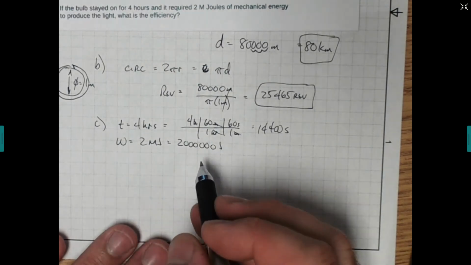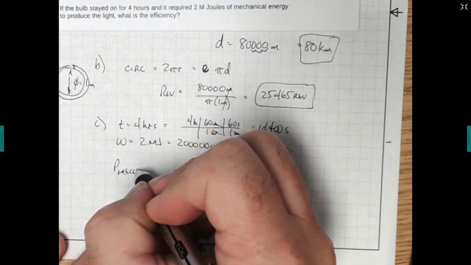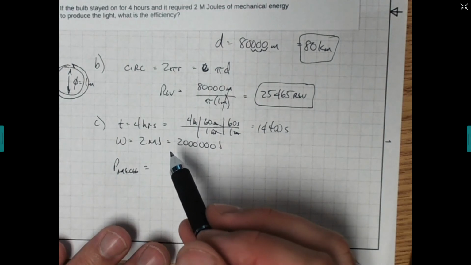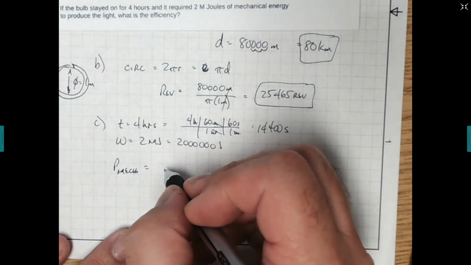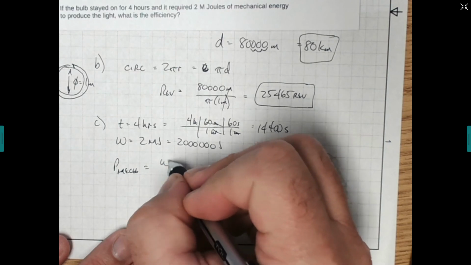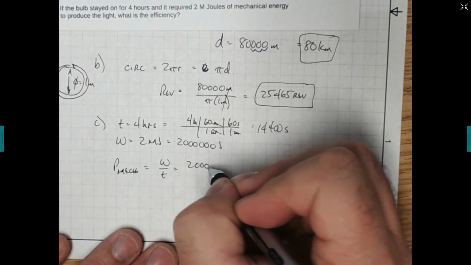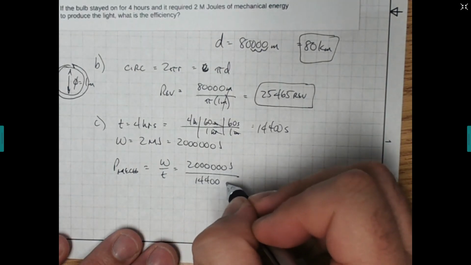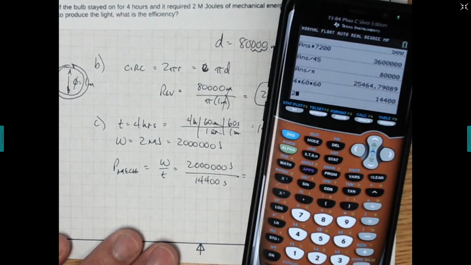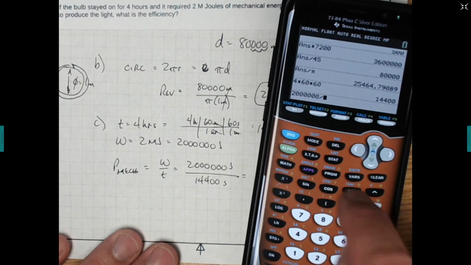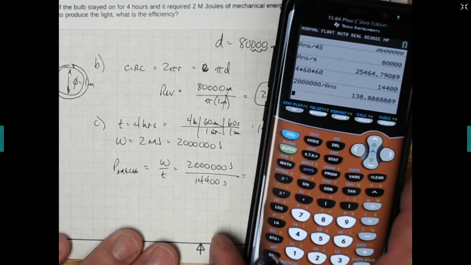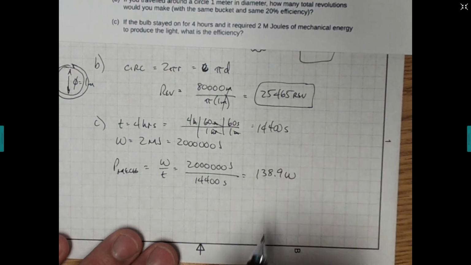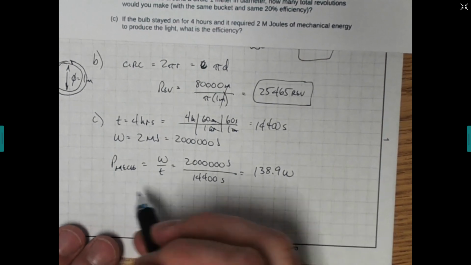Now we can look for the mechanical power. We have to find that mechanical power in order to find the efficiency, because we need power in and power out. My mechanical power is equal to the work over time. So it's the 2 million joules that I have over the time of 14,400 seconds. 2 million divided by what I just got, and I get 138.9 watts. Remember, mechanical was the input power.